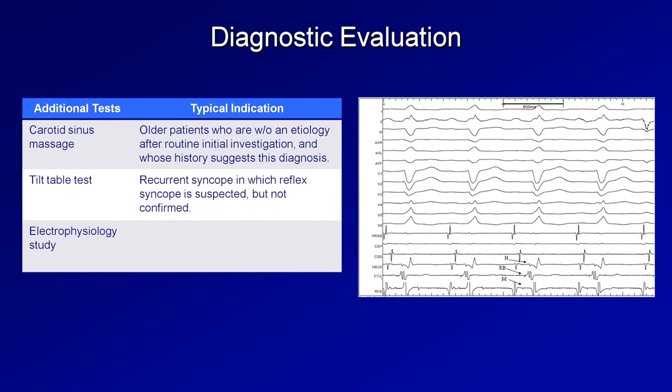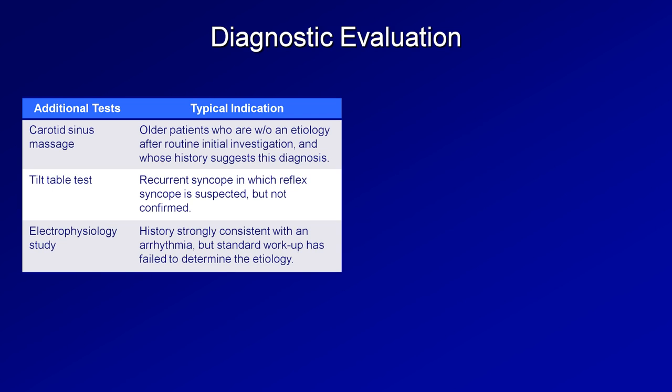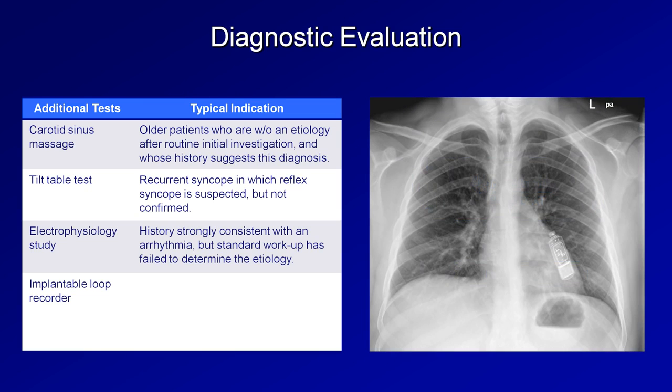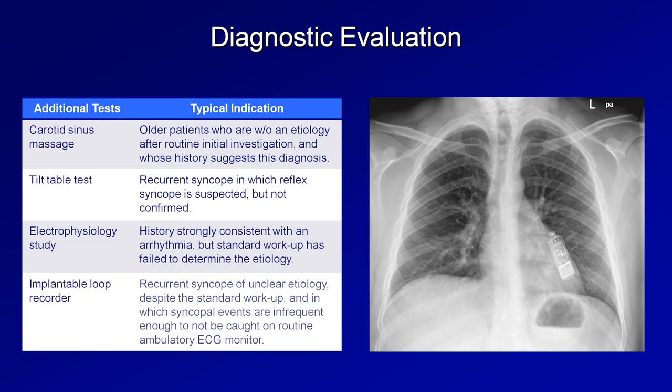An electrophysiology study in which electrodes are introduced into various structures of the heart via the venous circulation is done in patients in whom the history is strongly consistent with an arrhythmia, but standard workup has failed to determine the specific rhythm. And last is an implantable loop recorder, which is a small device which acts as a continuous ECG monitor, but one which is literally implanted beneath the skin as it's intended to be kept in place for months. This is done in patients who are experiencing recurrent syncope of unclear etiology despite the standard workup, and in which the syncopal events are infrequent enough to not be caught on routine ambulatory ECG monitor.